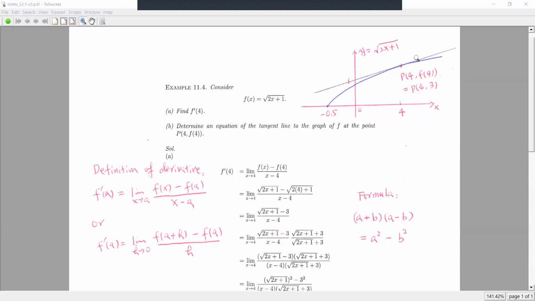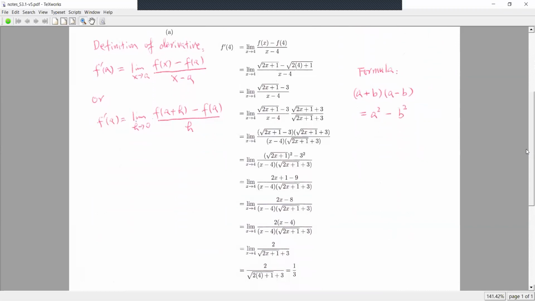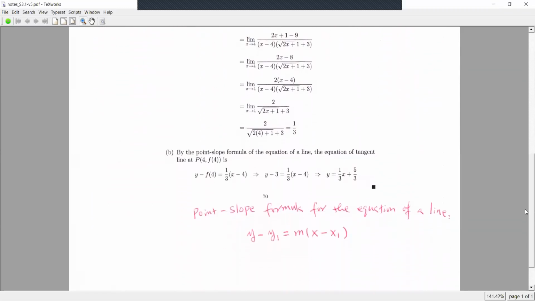So by the point slope formula, we can write down the equation of the tangent line. By the point slope formula, y minus y1 is equal to the slope 1/3, parenthesis x minus x1. x1 is 4. The function value at 4 is 3. So we have this equation. Simplify this equation, then this is the answer to part B.